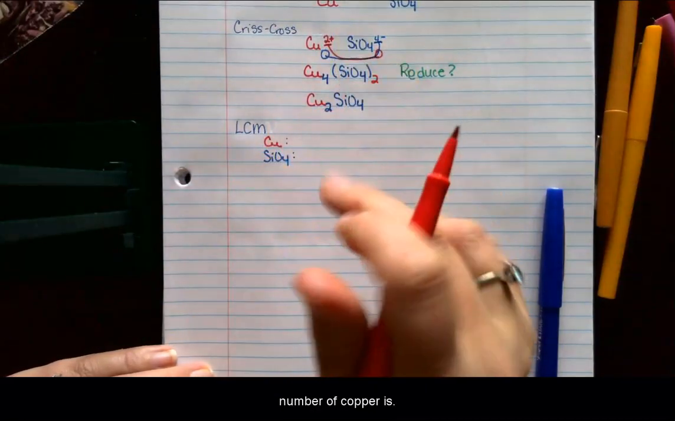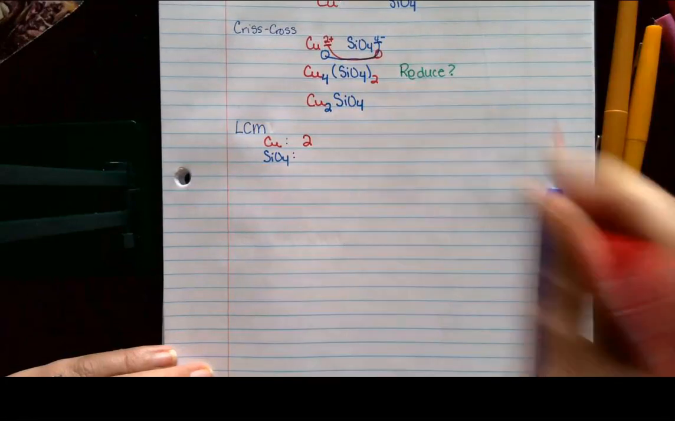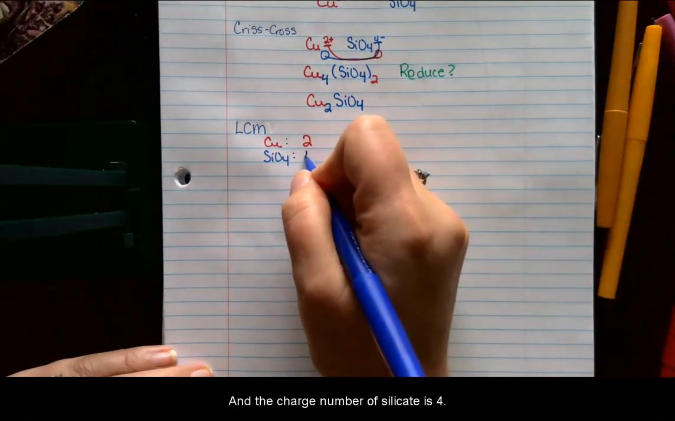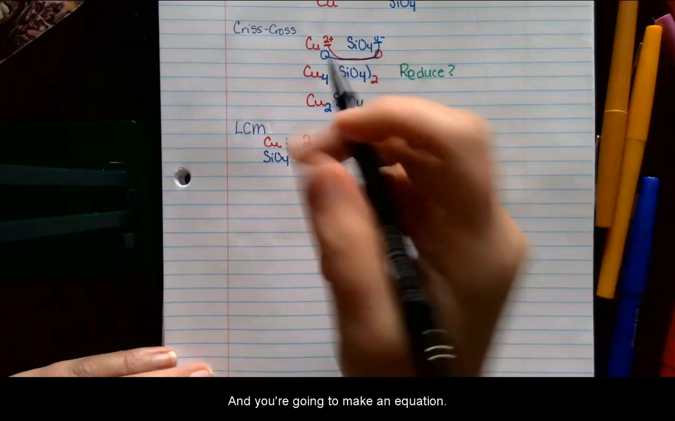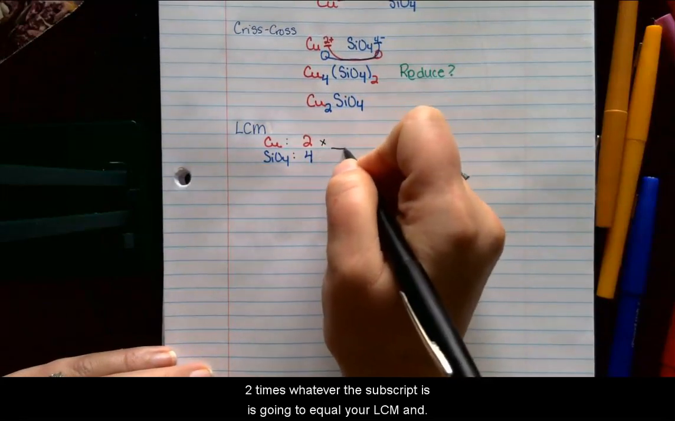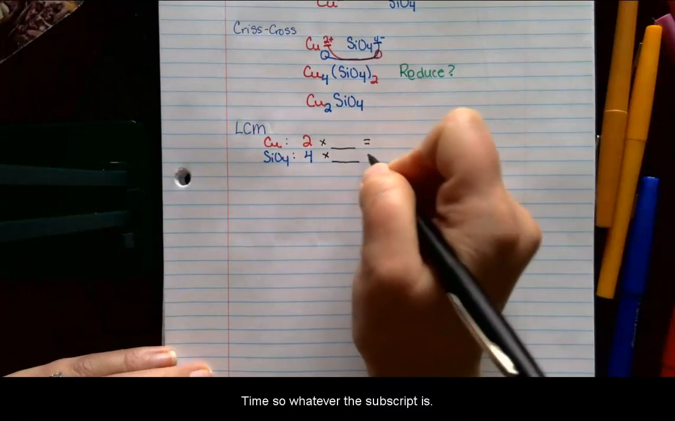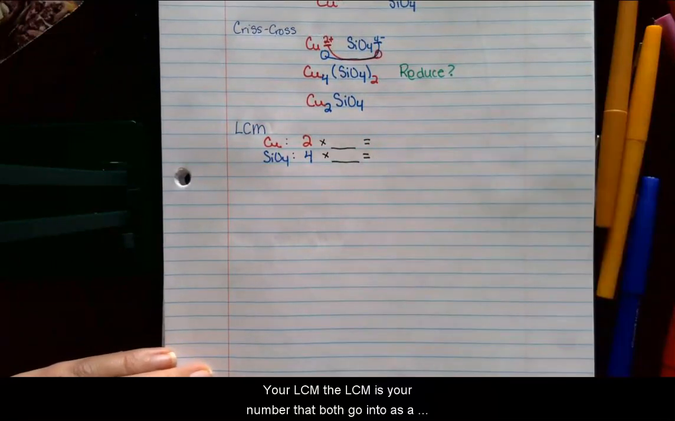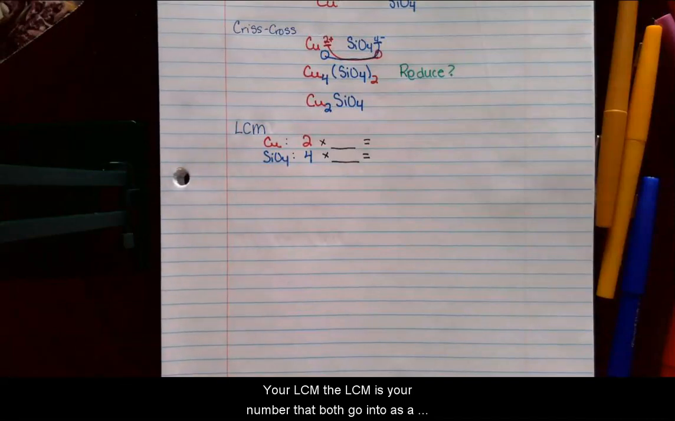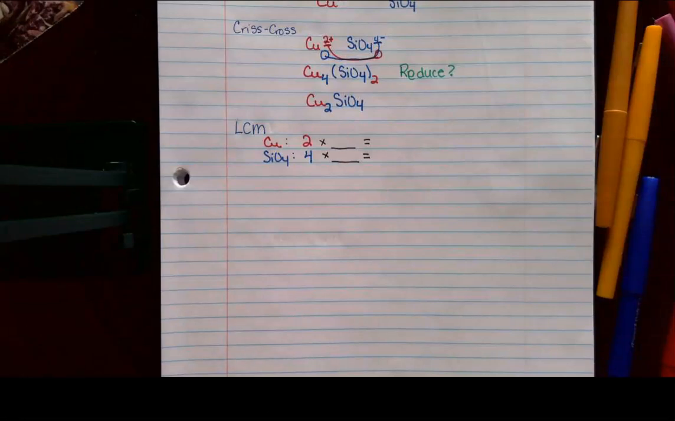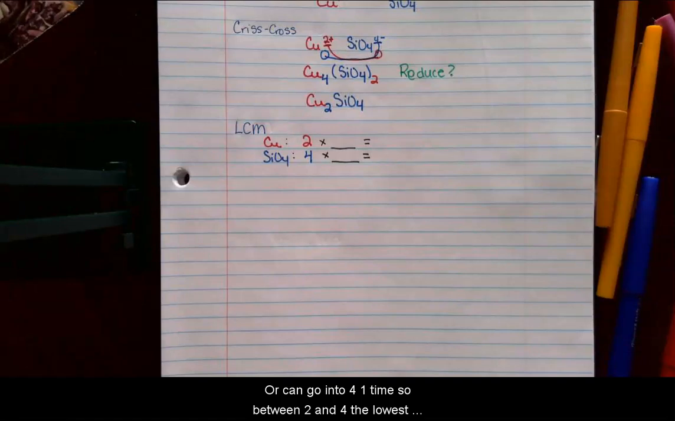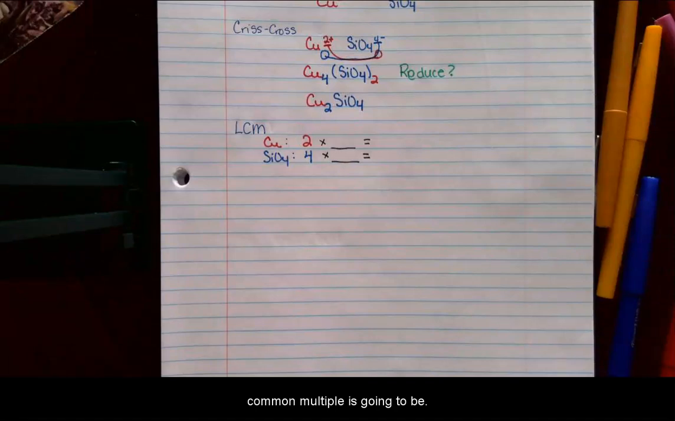The first column, if you're thinking about this as an equation, is the charge number. So the charge number of copper is 2, and the charge number of silicate is 4. And you're going to make an equation. 2 times whatever the subscript is going to equal your LCM. And 4 times whatever the subscript is going to equal your LCM. The LCM is the lowest number that both go into as a whole number. So 4 and 2 is not going to be 8 because 4 can go into 4 one time. So between 2 and 4, the lowest common multiple is going to be 4.